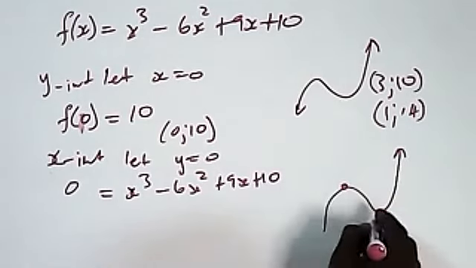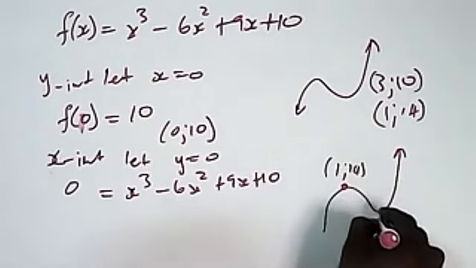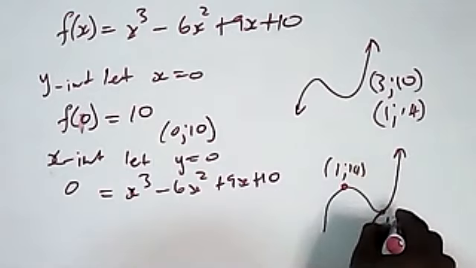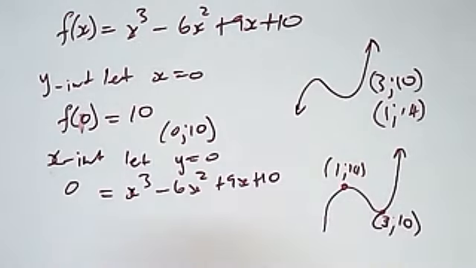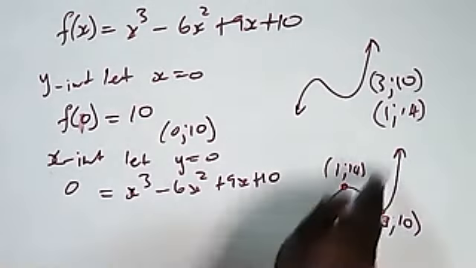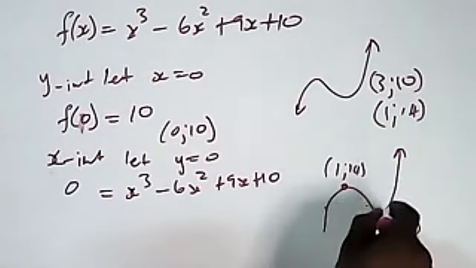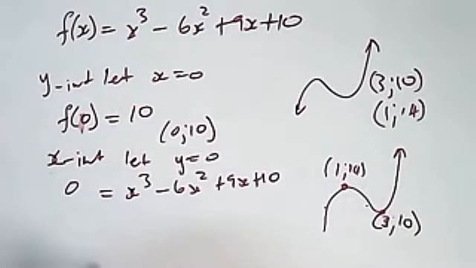We know that this one will be (1, 14). And this one here will be what? It will be (3, 10), right? And then you have to find your x-intercept. We know that it will cut the y-axis where x is 0 and y is 10, right? So (0, 10). You draw your cubic, right? I hope that it makes sense from there.